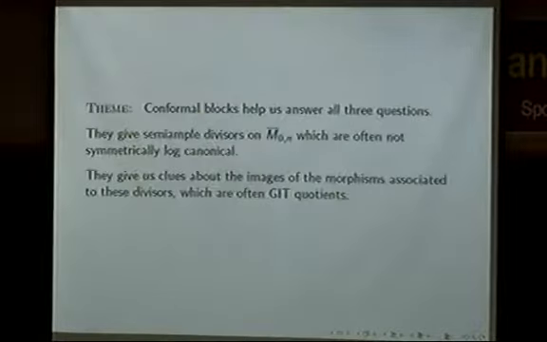And the theme of my talk is that conformal blocks can help us answer all three of these questions. They give us semi-ample divisors on M0n bar, which are frequently not symmetrically log canonical. Okay, so they're outside the combinatorial part of the cone, and they're in the part of the cone that we didn't know much about before. Moreover, when you identify a divisor as being a conformal blocks divisor, that sometimes gives you a clue about the image of the morphism associated to that divisor. And we'll see that often the images of those morphisms are going to be GIT quotients.